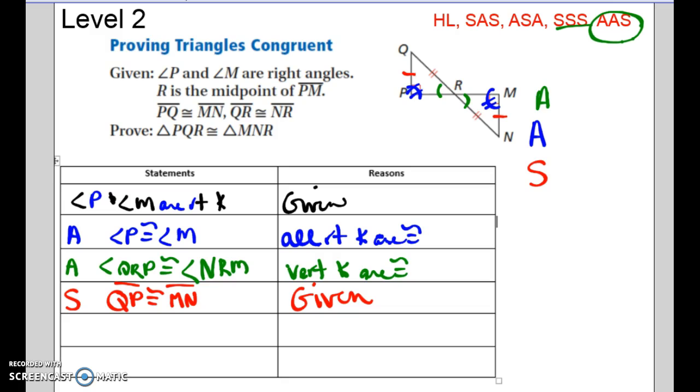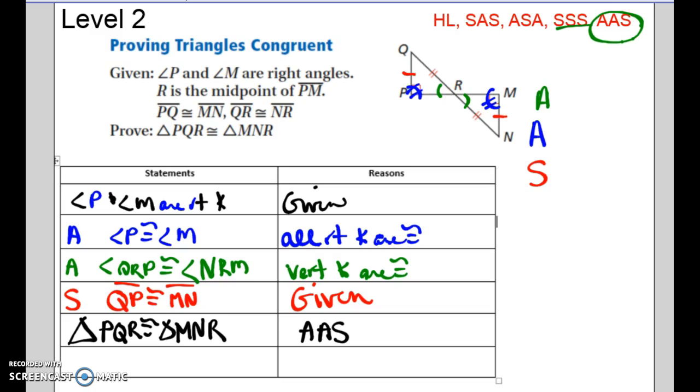So in my proof, I've got my angle, angle, side. So I can finish this proof with my proof statement. Triangle PQR is congruent to triangle MNR, and my reason is the angle, angle, side postulate. We could have done this one HL as well, but I wanted to show you guys something different.